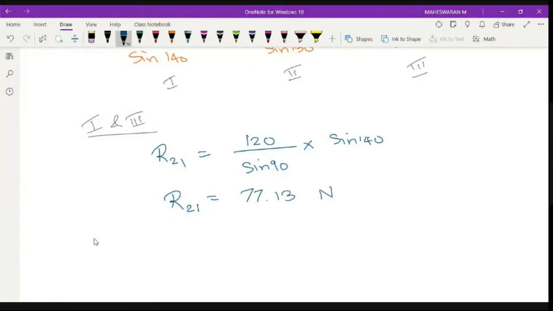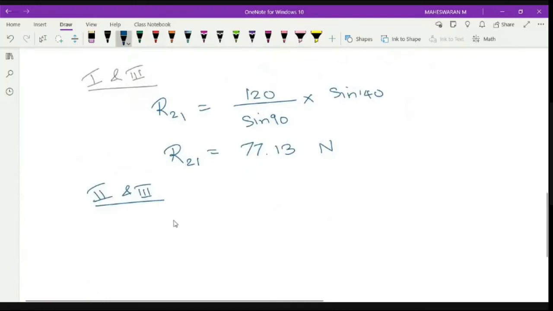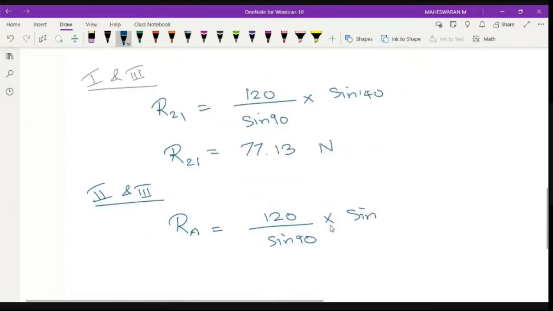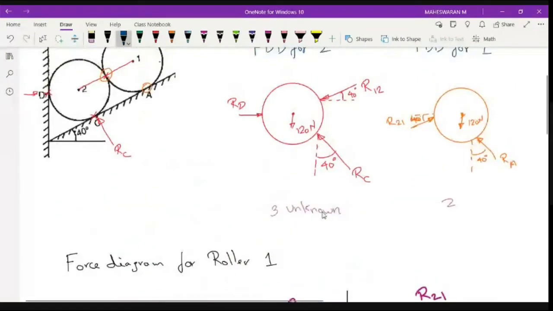Now let us relate 2 and 3. So R is equal to again 120 by sine 90 into sine 130. What is our value? So okay, we identified these two values. Any doubt up to this? Yeah. Now I will go for the next one.